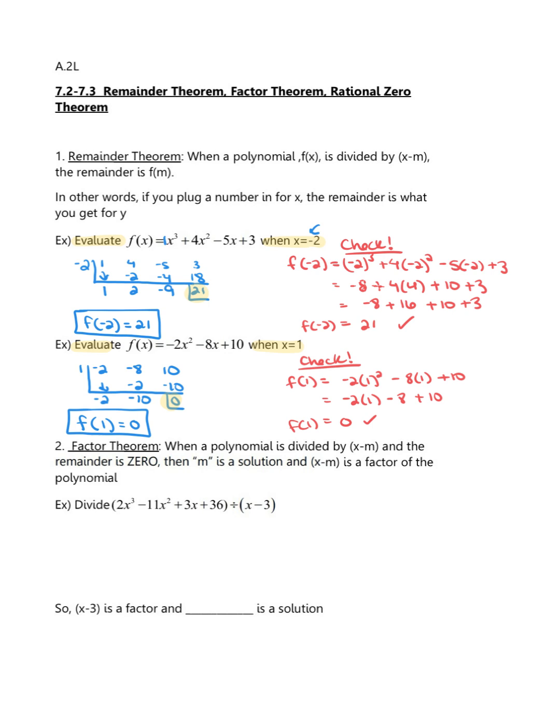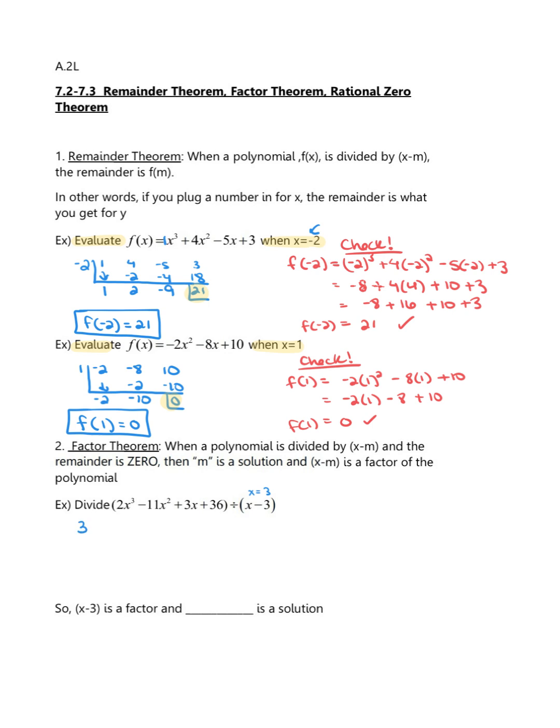All right, the second thing we're going to look at is the factor theorem. The factor theorem states that when a polynomial is divided by x minus m and the remainder is 0, then m is a solution and x minus m is a factor of that polynomial. So divide the polynomial by x minus 3. So we're going to use synthetic division to divide it. If x minus 3 equals 0, then x equals 3.